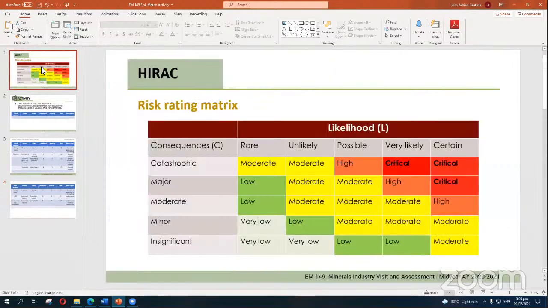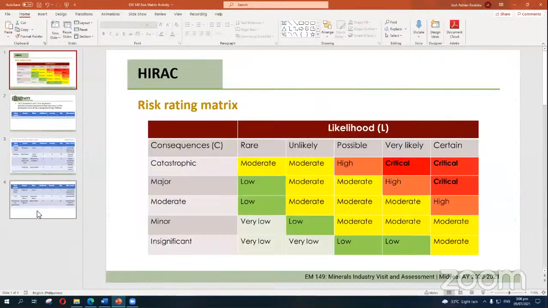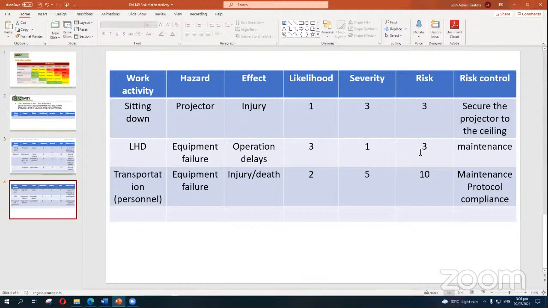Kasi severity, since parang wala naman siguro mangyayaring masyadong catastrophic in terms of safety, ganun. Kaya 1 na lang, insignificant. So yung total risk niya ay 3. Tapos para makontrol lang siya, proper maintenance and monitoring lang ng equipment natin, at ma-ensure lang na gumagana siya ng ayos.